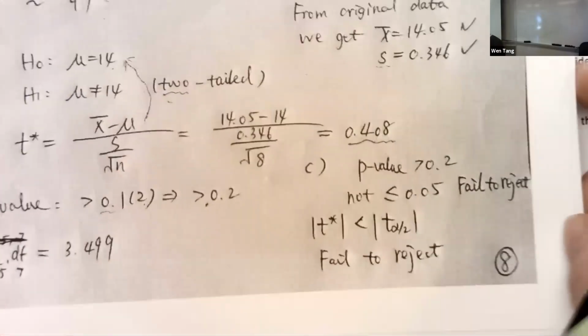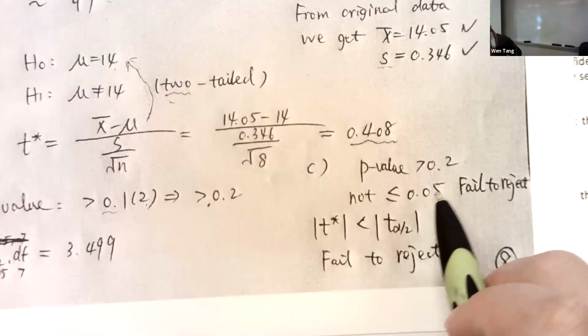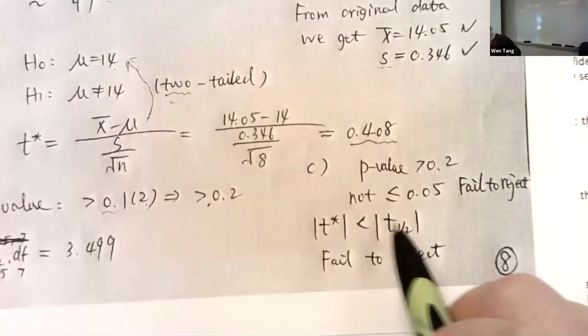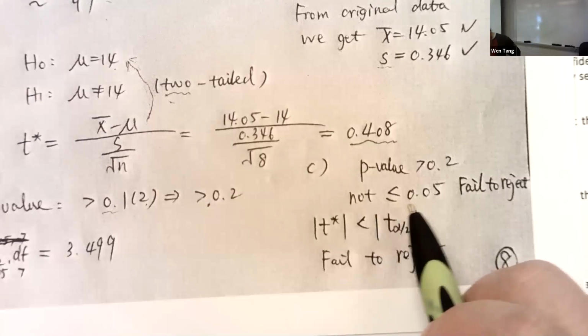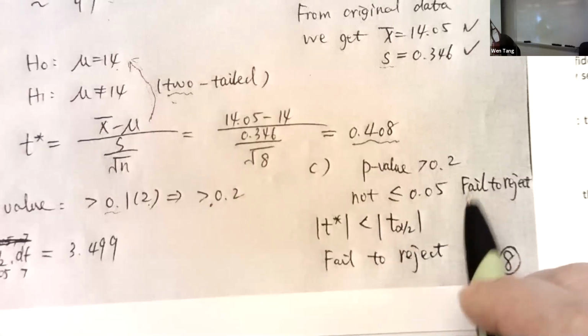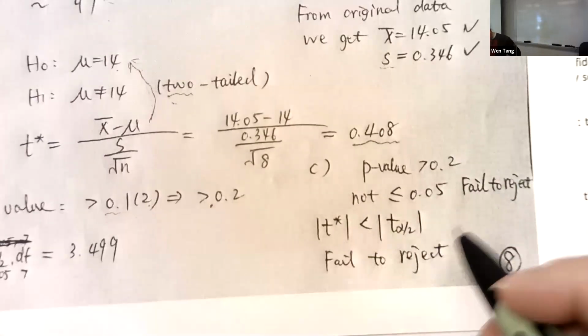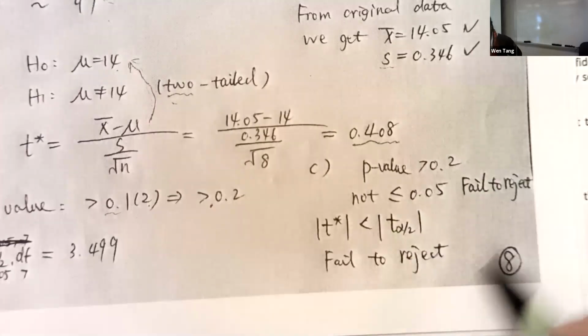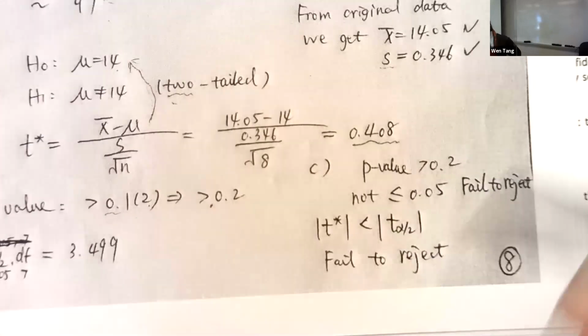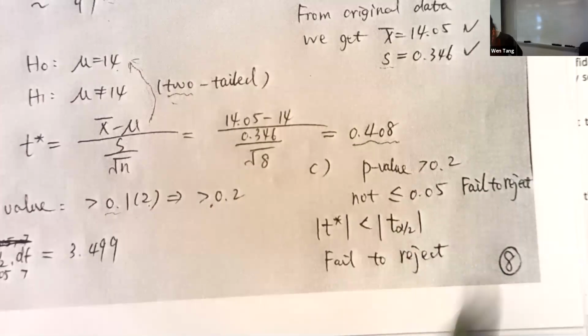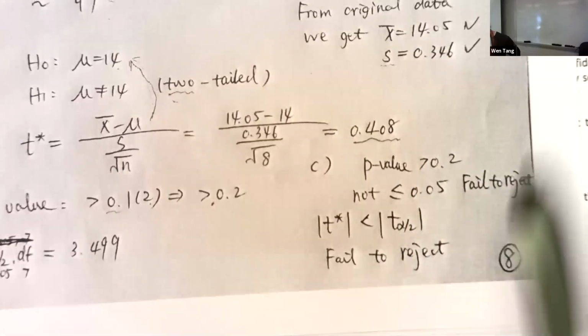We know the p-value is greater than 0.2, so this is not less than or equal to 0.05. So we fail to reject. Only when the p-value is less than or equal to 0.05 could we reject. This time it's not the case. Again, please remember the rule: if the p-value is low, then the null must go. Here, this is not low enough, so fail to reject. This one is called the p-value method.